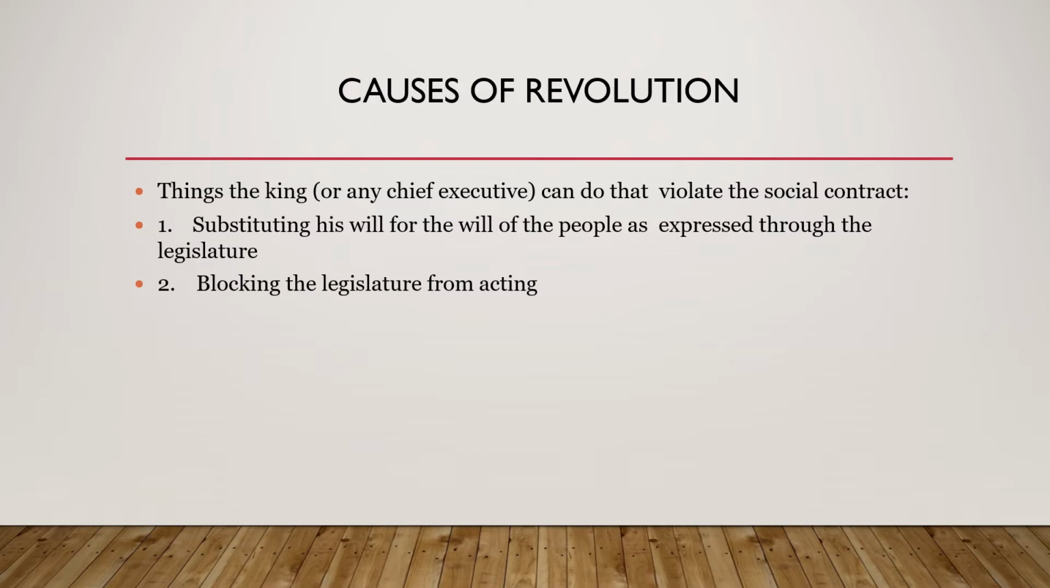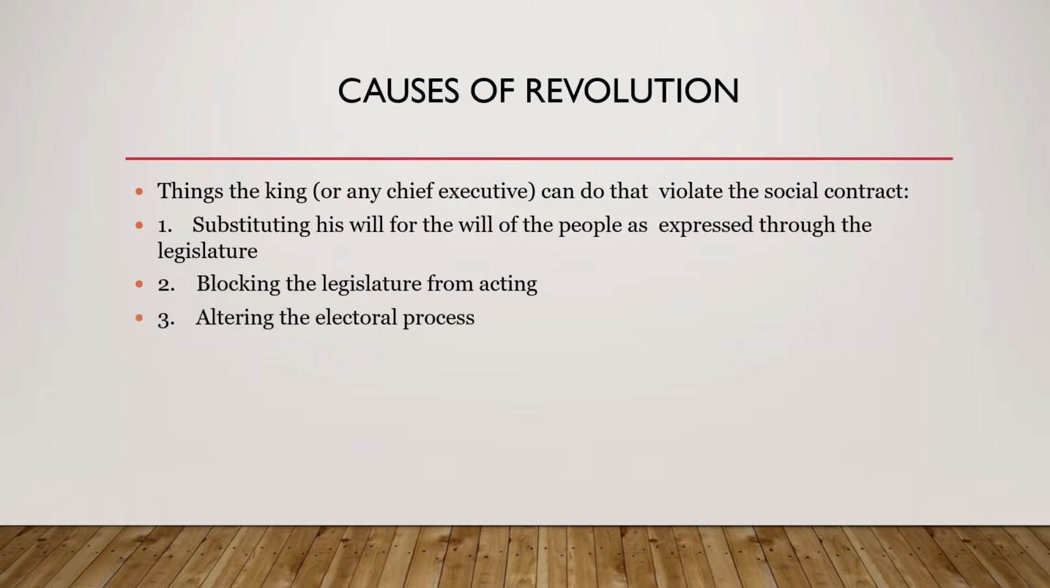So Locke is envisioning where the chief executive would use their powers, say, for example, to control the military, to stop the legislature from acting, to close up the Capitol and not allow the legislature to meet for fear that they would be making laws that the executive doesn't like. That is something that could cause the people to revolt against the chief executive.